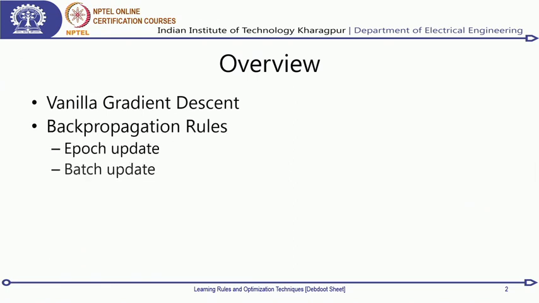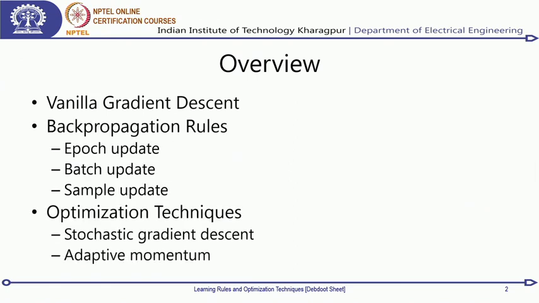The first one is where I would be doing a basic revision of vanilla gradient descent, and then eventually get into the backpropagation rules. For backpropagation, we typically have three different mechanisms of doing it. One of them is called the epoch update rule, in which you backpropagate only once in an epoch, and that's only when the weight gets updated. So your gradient and your backpropagation equation is solved only once per epoch.